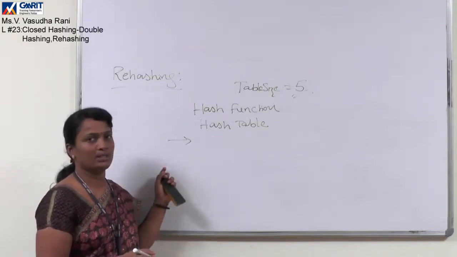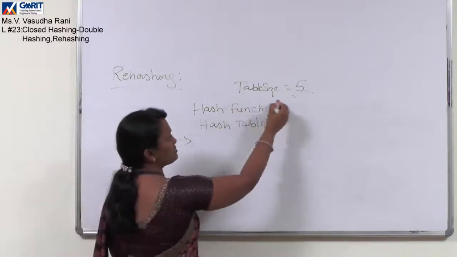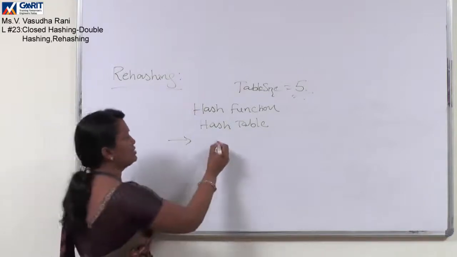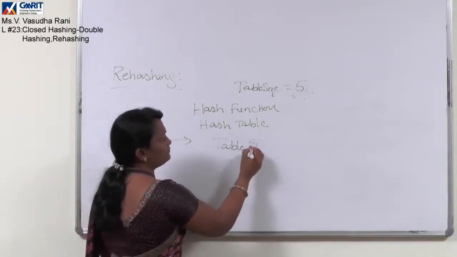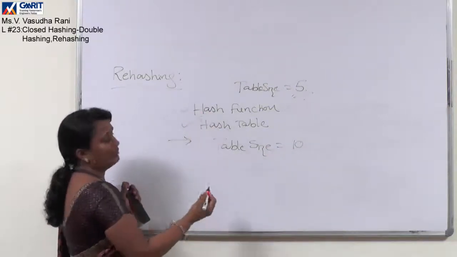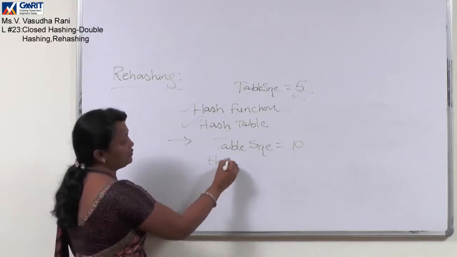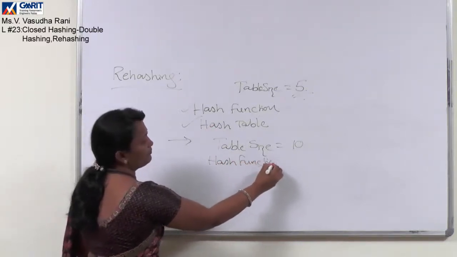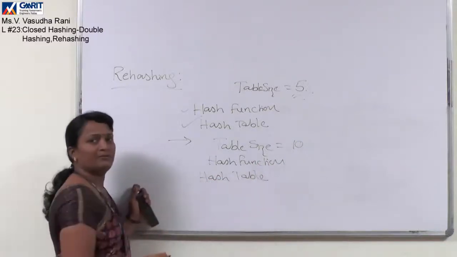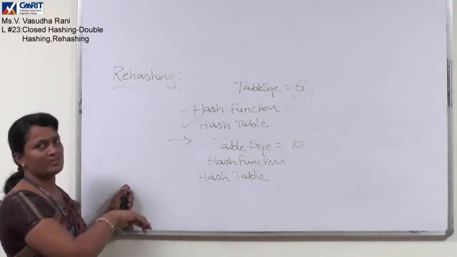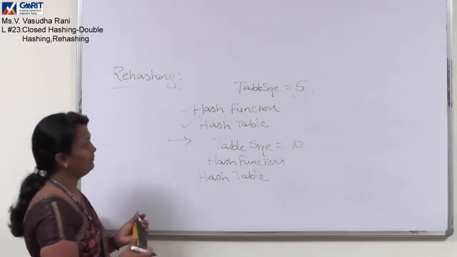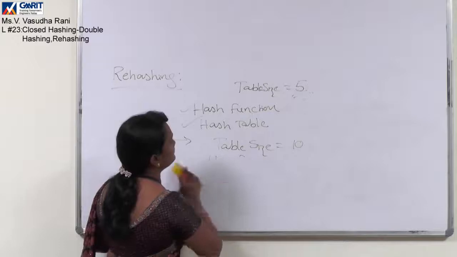Then what we have to do is go for an increased table size, wherein usually we will take double the earlier table size. So our new table size will be 10. But already everything is defined. Using the same hash function, our new hash table will be rearranged with the same set of values, wherein the hash table size is increased. That is rehashing. Let us see with an example.